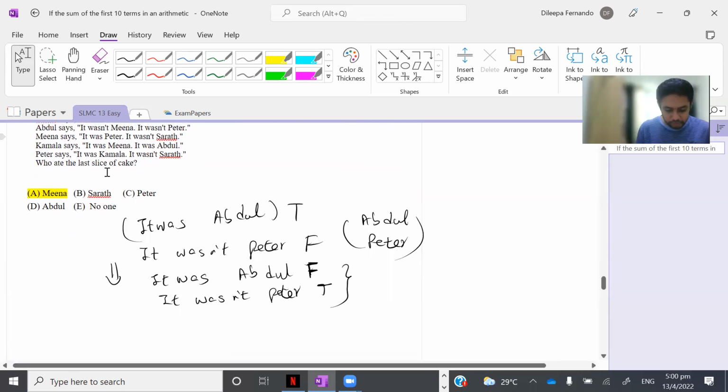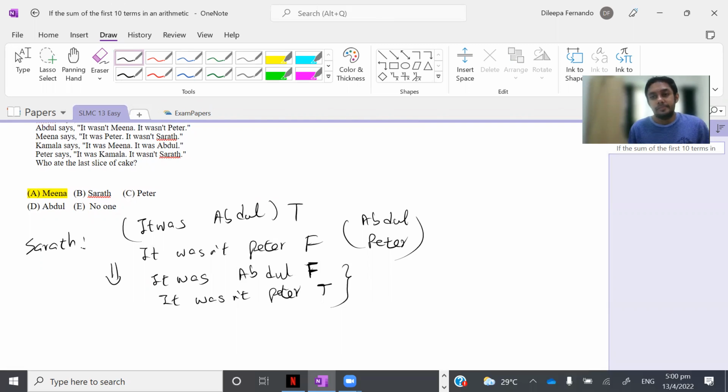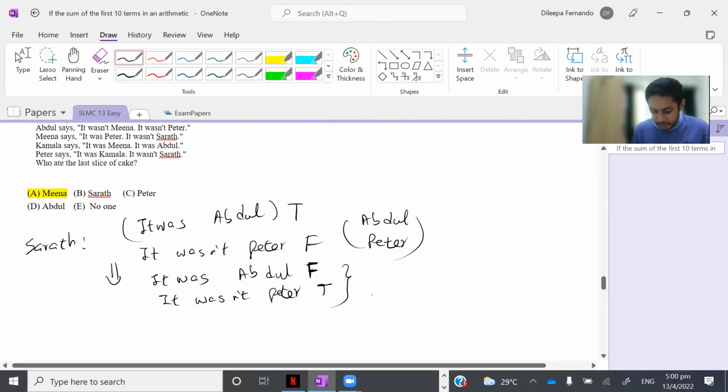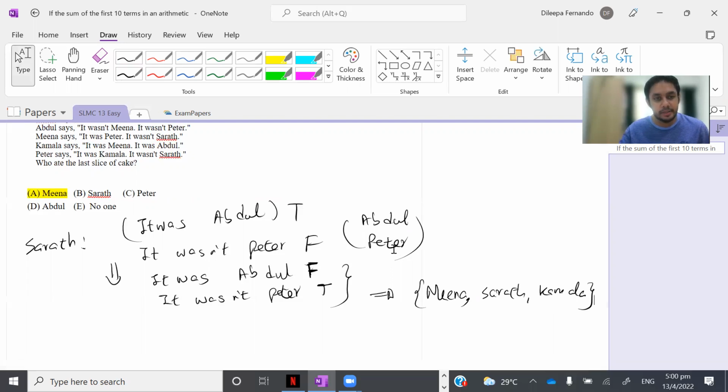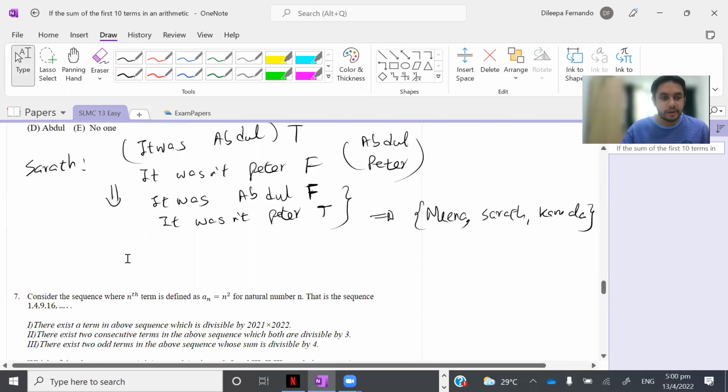So let's say, in the first case, this is just for illustration, if we start from Sarath, we have to do several deductions, which gives us the possible set as Meena, Sarath, and Kamala, which is a larger set.